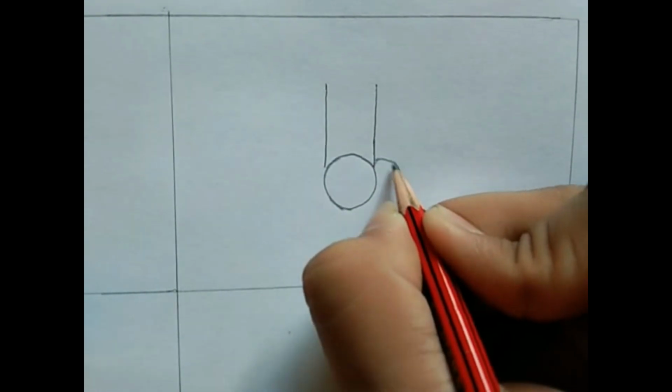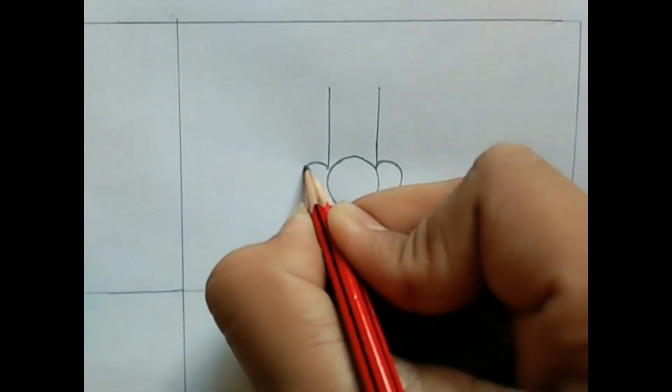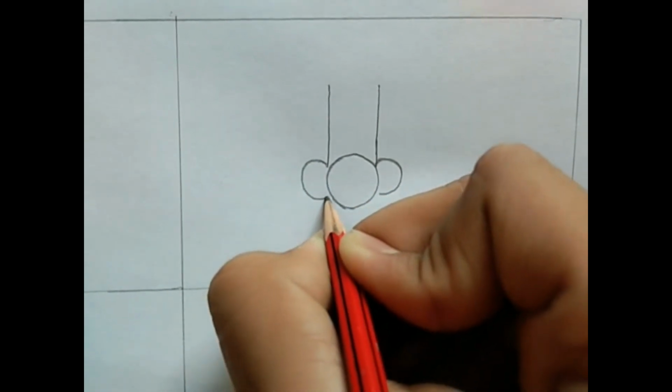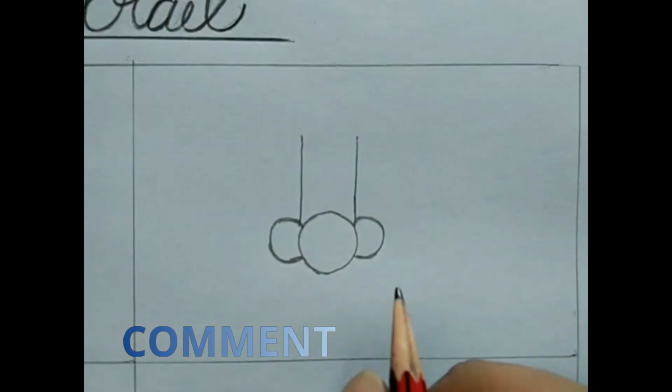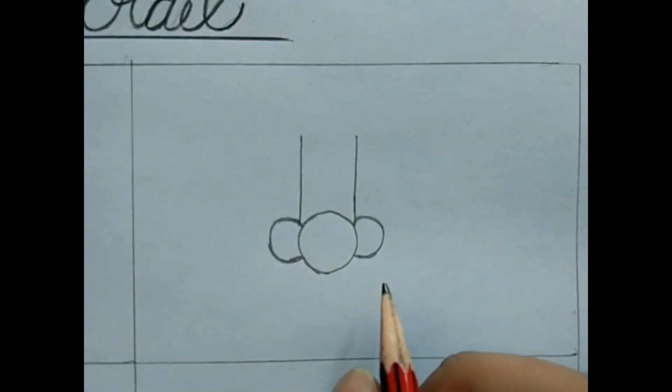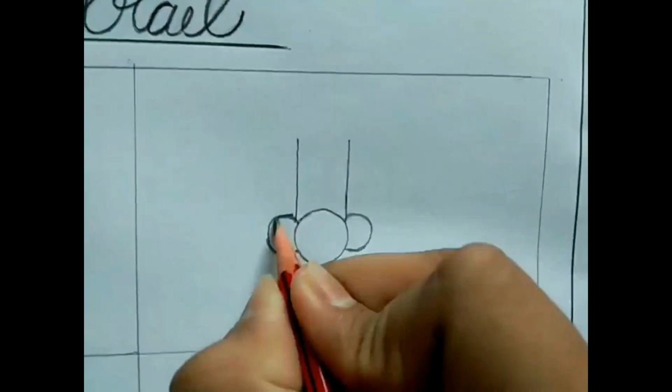and here you need to draw one more circle. Here you need to draw one more circle. So now this is a basic outline of a nose. So let's begin by giving it a perfect outline. So let's start.